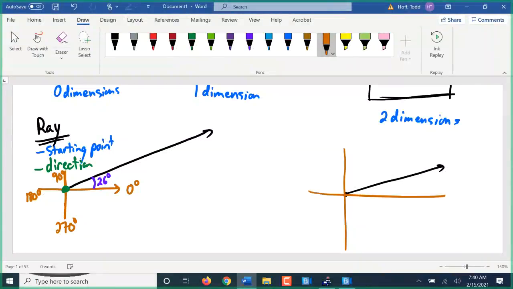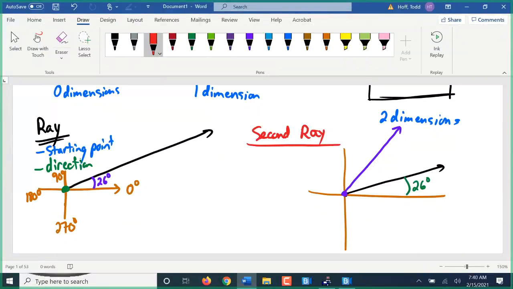I keep that same vector at 26 degrees. Now I'm going to create a second vector from that same starting point going in a different direction. When I have that second vector, there's two things about that second ray, I should say. The second ray has the same starting point, different direction.